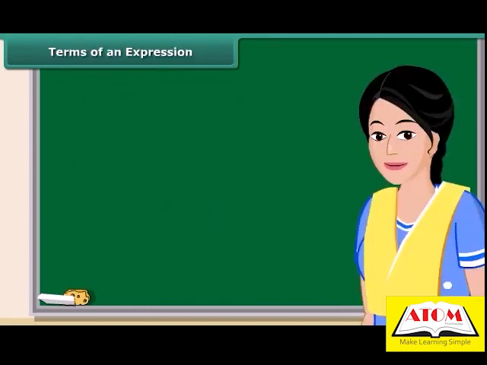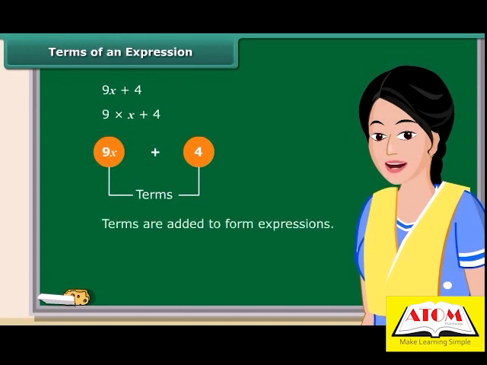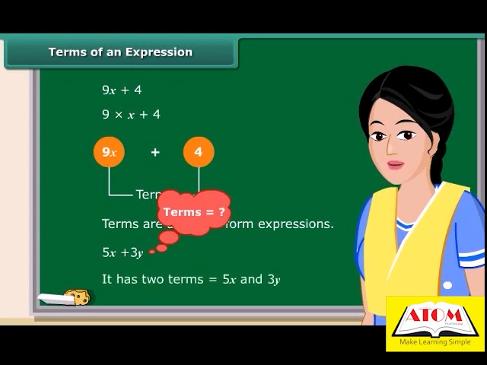Now we will discuss what terms of an expression and their factors are. Consider the expression 9x plus 4. In forming this expression, we first formed 9x separately as a product of 9 and x and then added 4 to it. So, you have seen these expressions have parts which are formed separately and then added. We call these parts as terms. That means terms are added to form expressions. How many terms are there in 5x plus 3y? That's right, it has 2 terms.